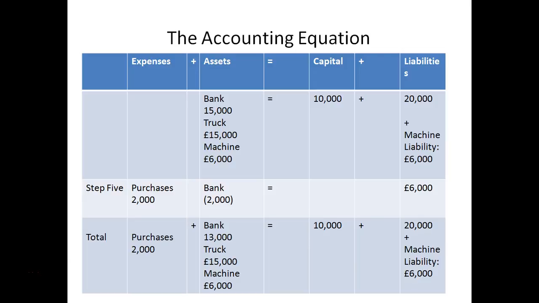Yes, the total. You have purchases of 2,000. You have the new bank, truck, machine. Nothing has changed with capital. Nothing has changed with the liabilities, of a total of 26. Yes? You can see that carrying on. So now we have expenses. We have recorded the fact that we have bought some goods. Yes, that's what we're doing there. We have bought some goods, and we've recorded that fact by recognizing the expense.